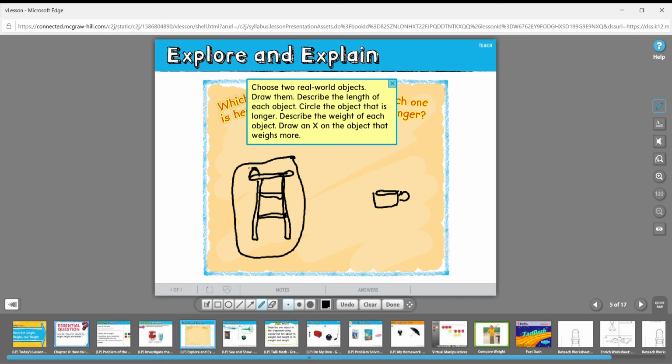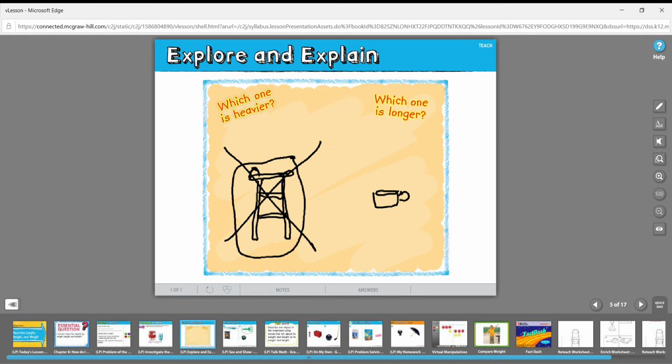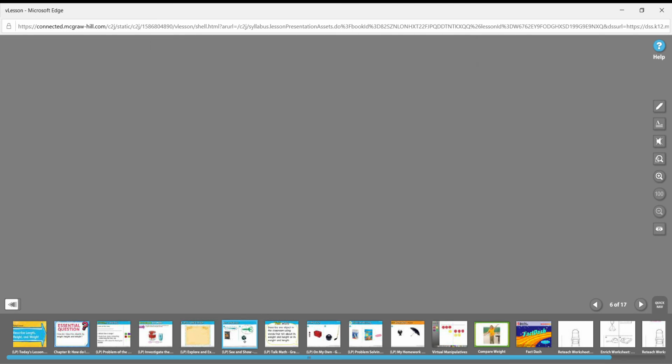So it says draw an X on the object that weighs more. So my circle and my X are on the same object. That could happen for you too. It might. Okay, now let's go on to the next page.